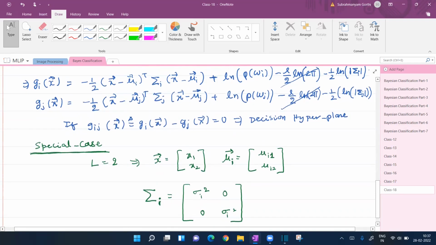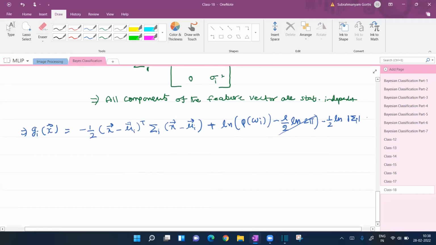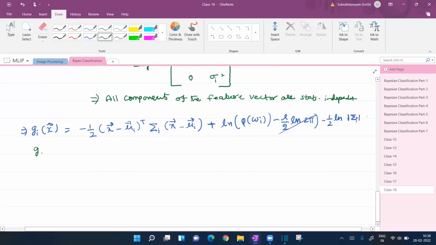Which equation shall we rewrite? Gij of x bar, or even before attempting Gij of x bar, let us see what would be the nature of Gi of x bar. Let us take a look at Gi of x bar itself and how that curve would look. That's what we will attempt. So what we will do now is substitute them here and see what is going to happen to this expression.